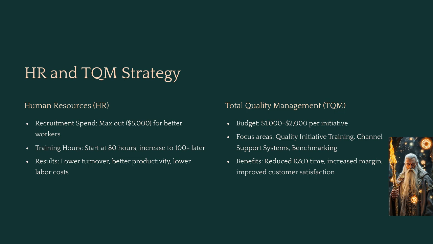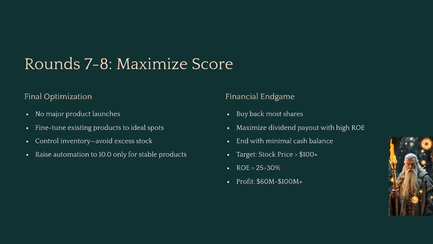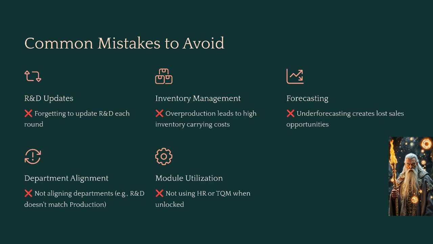Real example: round 5 result breakdown in one of our top scoring teams. Sales, $420 million, up from $270 million in round 4. Net profit, $64 million, up from $14 million. Market share, 33%. Stock price, $91 versus competitor $45. Why? Production matched sales. High automation reduced costs. High training and recruitment improved labor efficiency. Finance used smart leverage and stock buybacks.